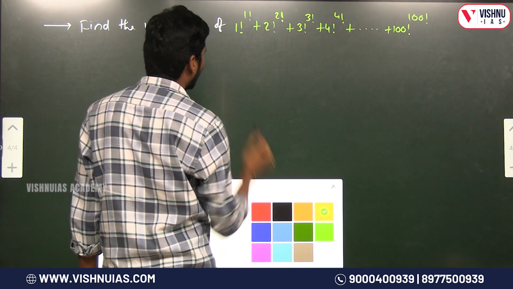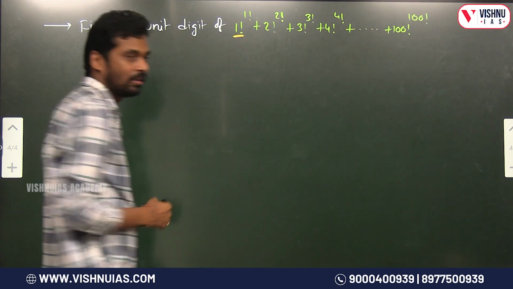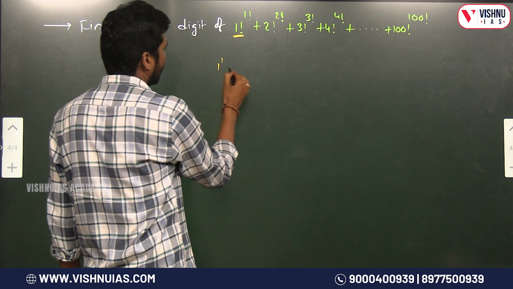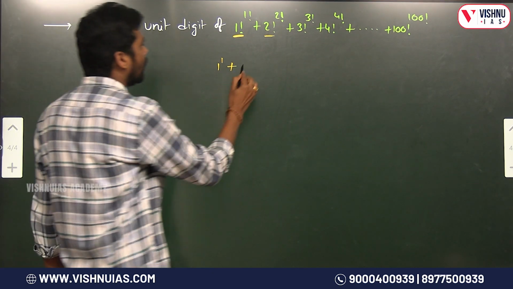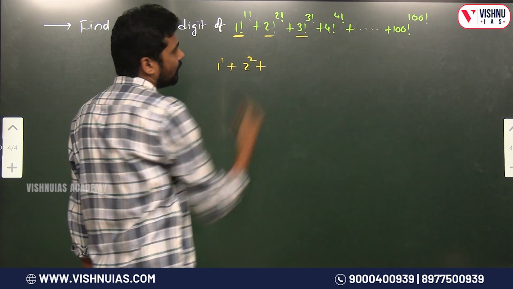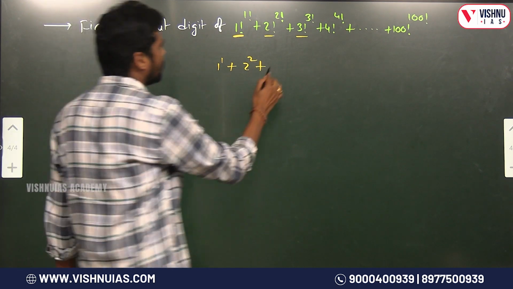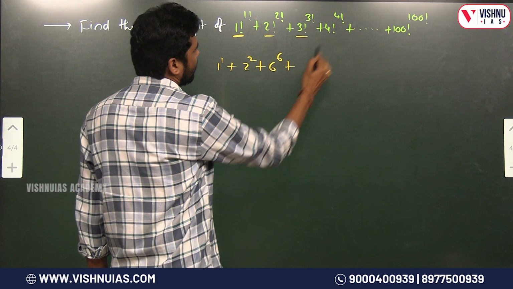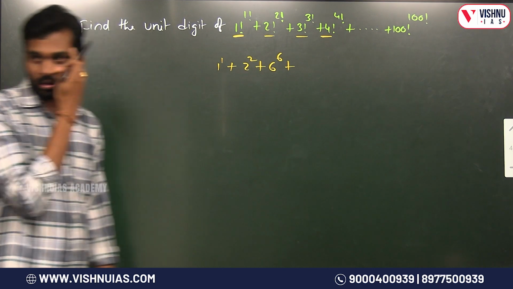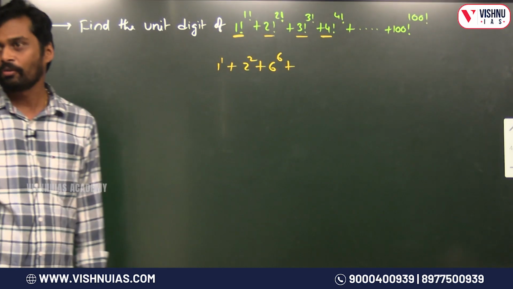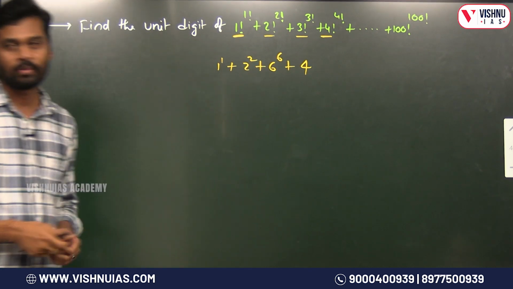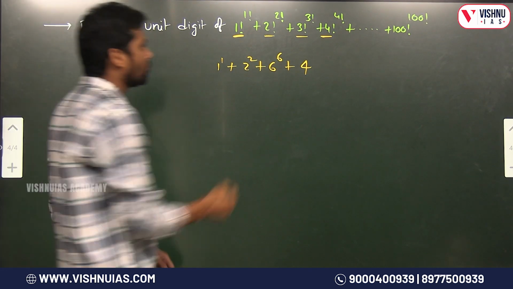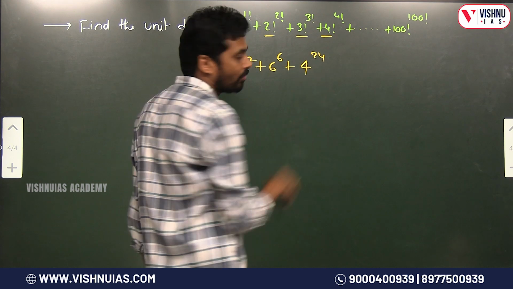1 factorial, what is its value? 1. So 1 to the power of 1 only. Next, 2 factorial, what is the value? 2 into 1 is 2. So 2 to the power of 2. 3 factorial value? 6. 6 to the power of 6. Next, 4 factorial value is what? 24. 4 into 3 into 2 into 1 is 24. But when we are finding the unit digit of the number, we take only the unit digit. So 4 to the power of 24.